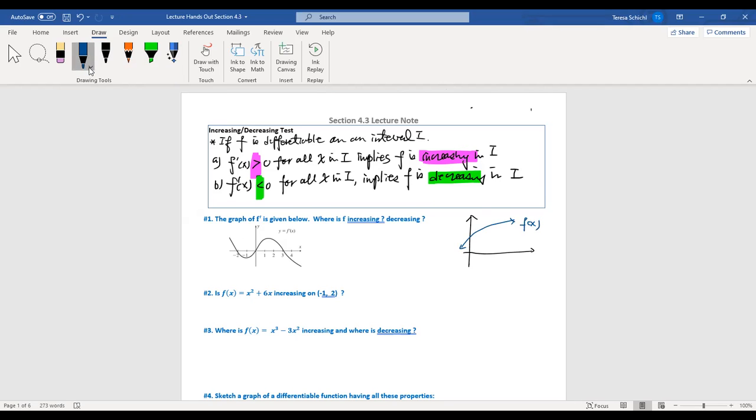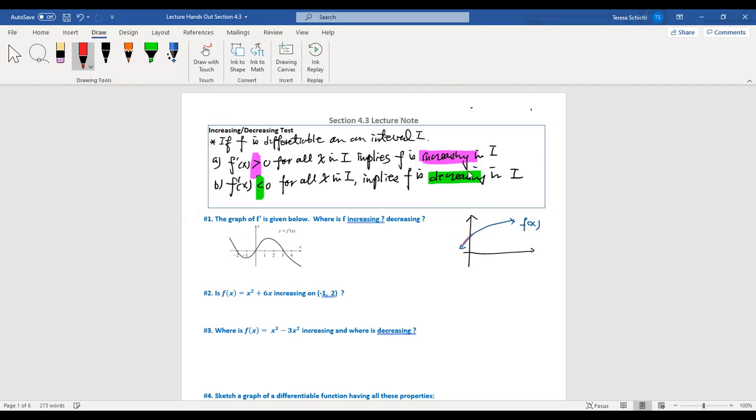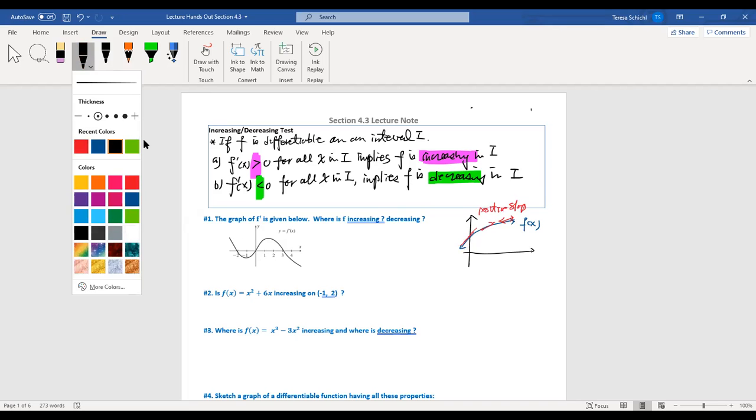Remember that the derivative is the slope of the tangent line. So if you find the tangent lines along this function f of x, what happens to these tangent lines? They are all climbing, going upward, right? So all those tangent lines have a positive slope. Because all these have a positive slope, that is why we say the first derivative is greater than 0, then my function is increasing.